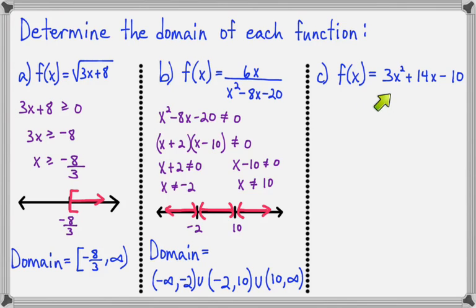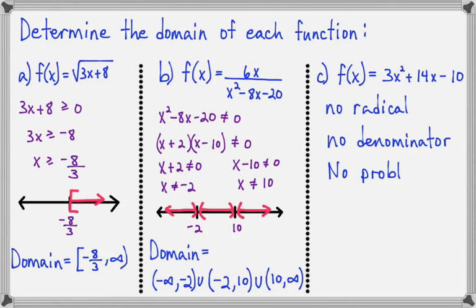And on part C, this is a polynomial. There's no radical, there's no denominator, and therefore there's no problem. There's nothing that we have to leave out of the domain, and so the domain is negative infinity to positive infinity.